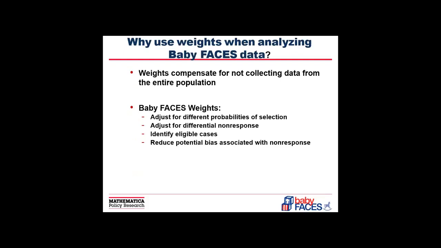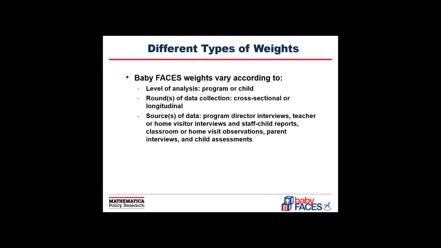Since Babyfaces is designed to produce national estimates, it is important to use weights in order to adjust for probabilities of selection, adjust for non-response, identify eligible cases, and reduce potential bias. Babyfaces weights vary according to level of analysis, round of data, and source of data. Chapter 2 of the Babyfaces User's Guide describes the process used to create the weights and provides 3 tables designed to help you choose the correct weight. The first table lists the cross-sectional weights, the second longitudinal weights, and the third other weights, such as weights for the exit interview data and for the family services tracking data.